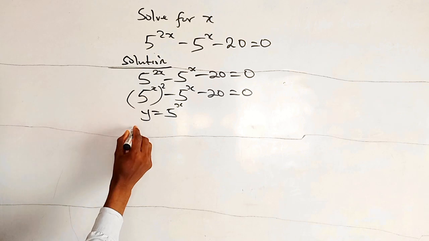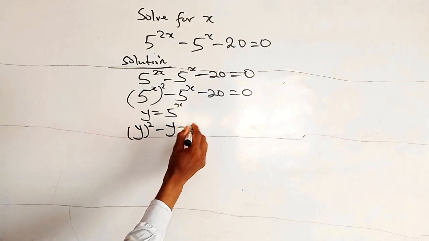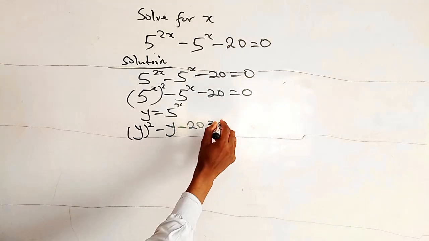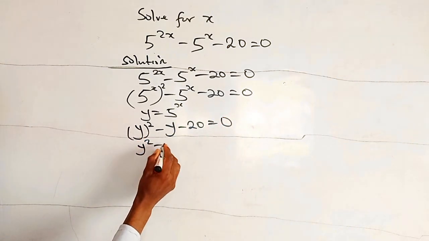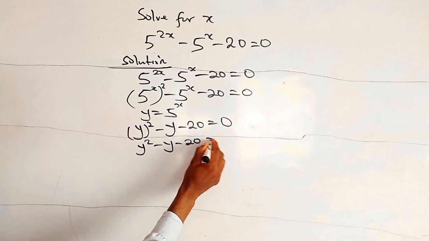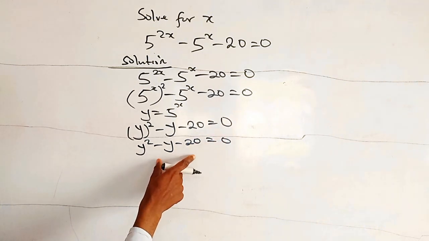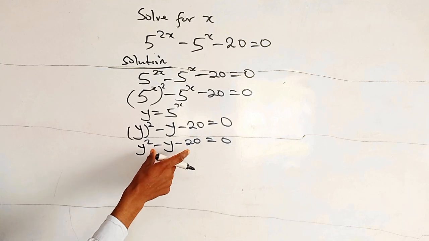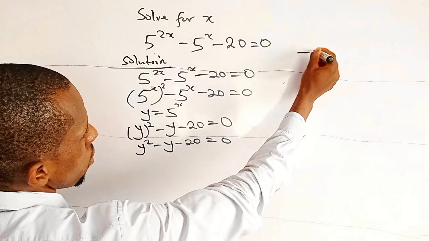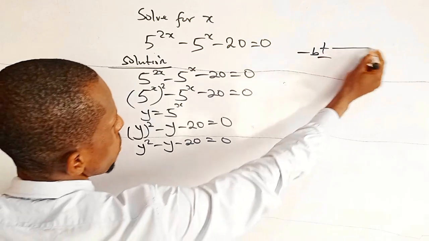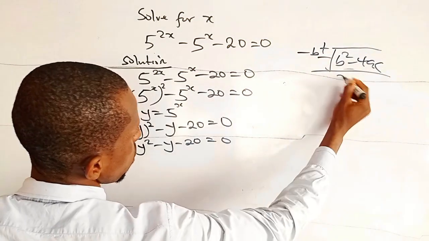So here we have y squared minus y minus 20 equals 0. So this is a quadratic equation. Let's use the formula method to handle this. The quadratic formula is minus b plus or minus the square root of b squared minus 4ac, over 2a.